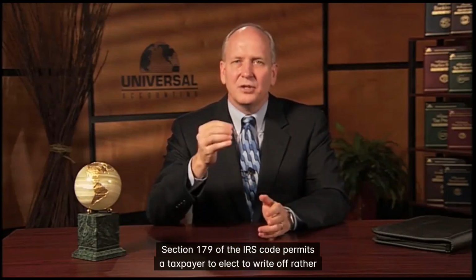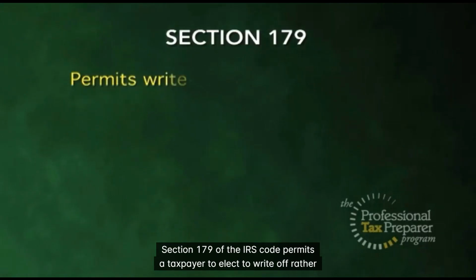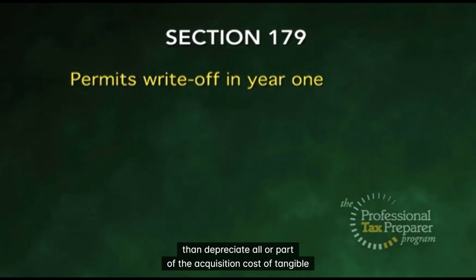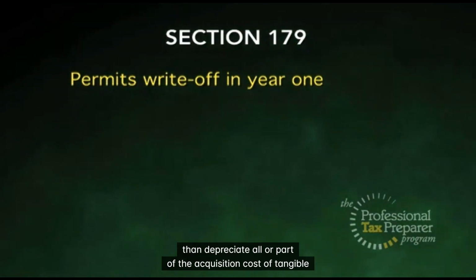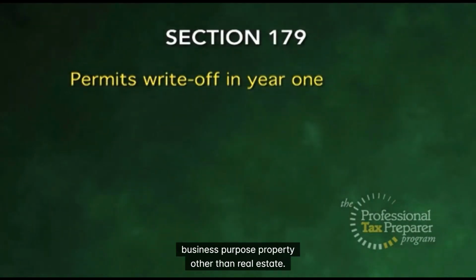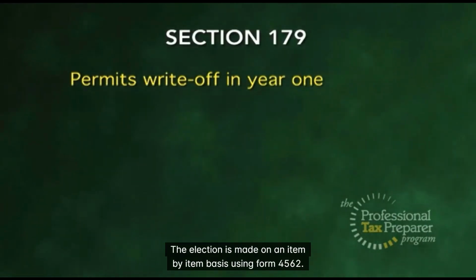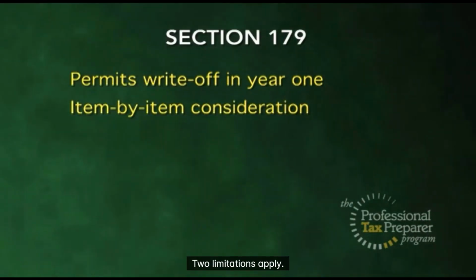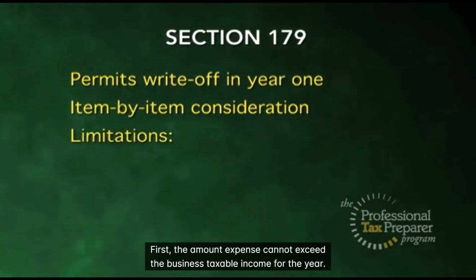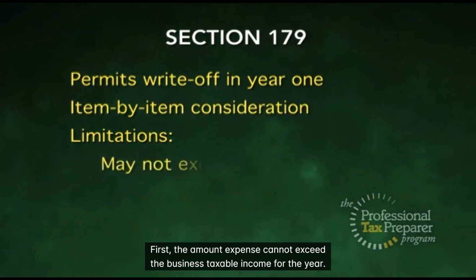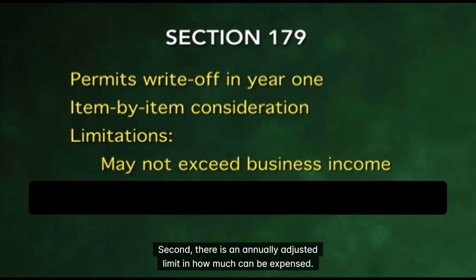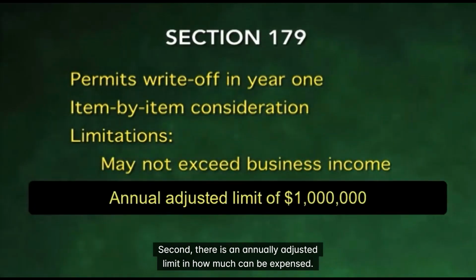Now, let's discuss Section 179 deductions. Section 179 of the IRS Code permits a taxpayer to elect to write off, rather than depreciate, all or part of the acquisition cost of tangible business purpose property other than real estate. The election is made on an item-by-item basis using Form 4562. Two limitations apply. First, the amount expensed cannot exceed the business taxable income for the year. Second, there is an annually adjusted limit in how much can be expensed.